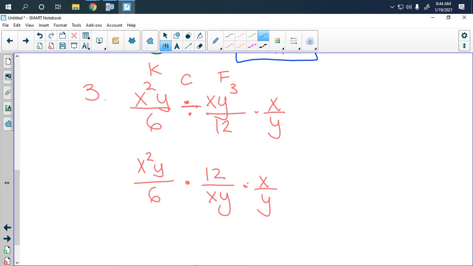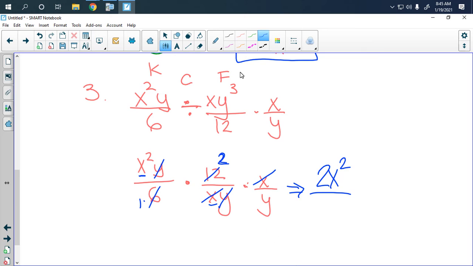All right, so hopefully you started to look for things that you could cancel from the top to the bottom. So a 6 goes into itself once and into 12 twice. I see I have a y on the top and a y in the denominator. I could cancel this x squared and this x, leaving me with 1x in the numerator, or maybe you cancel this x and this x. And then let's look what we have left. So we've got x squared in the numerator and a 2 right here, so that's 2x squared. And in the denominator, I have a 1 and a y.